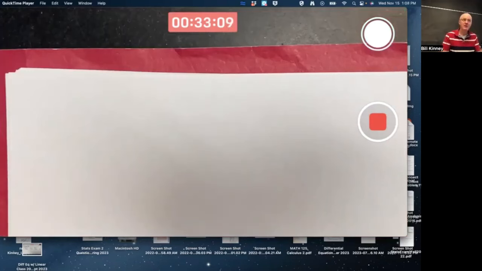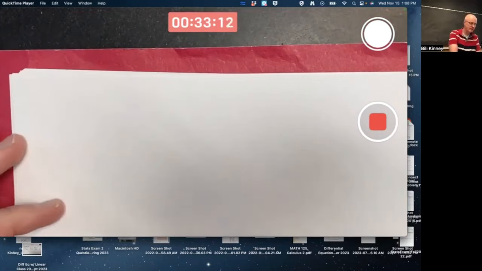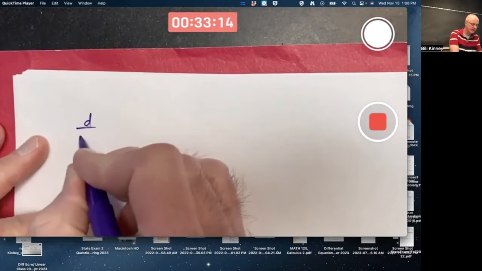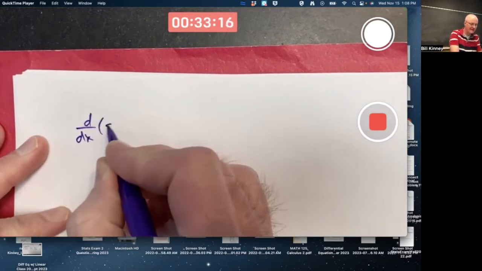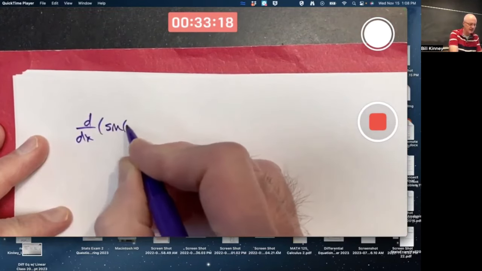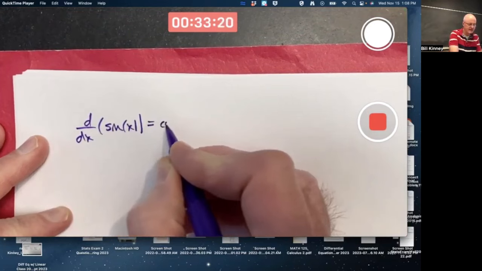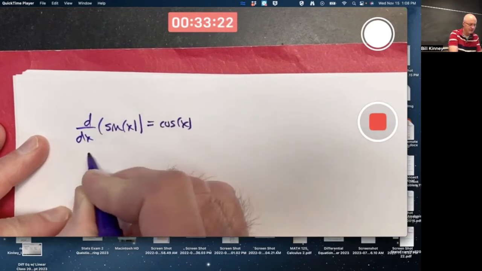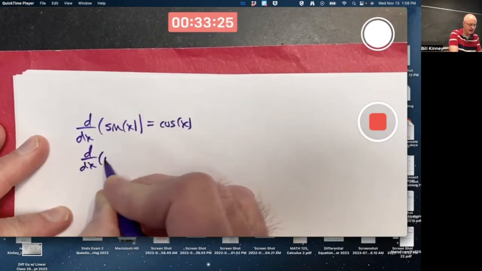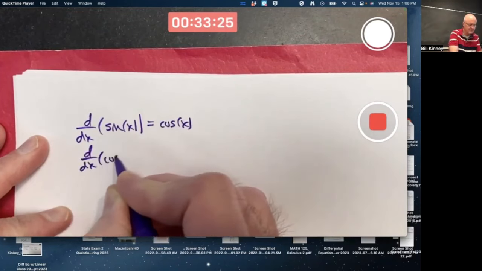In section 3.5, we went back to more specific rules. The derivative of trig functions in particular, the derivative of sine of x is cosine of x. The derivative of cosine of x is negative sine of x.